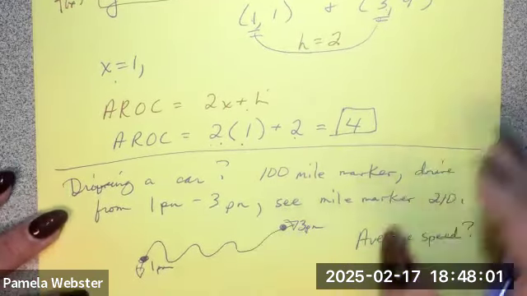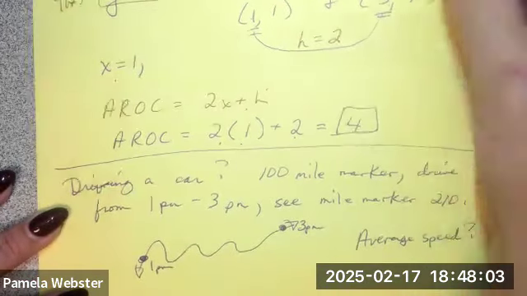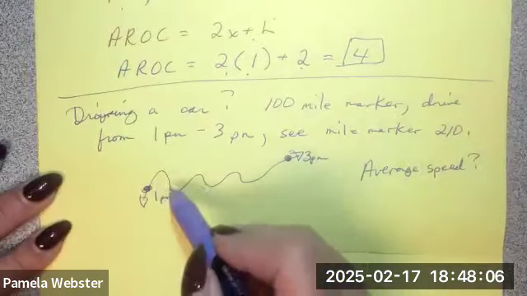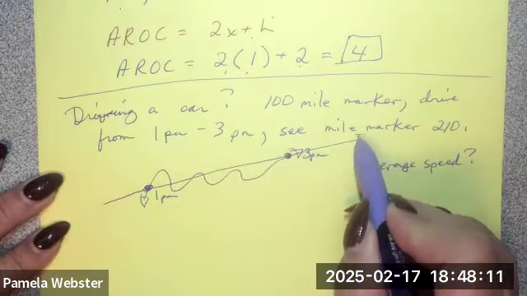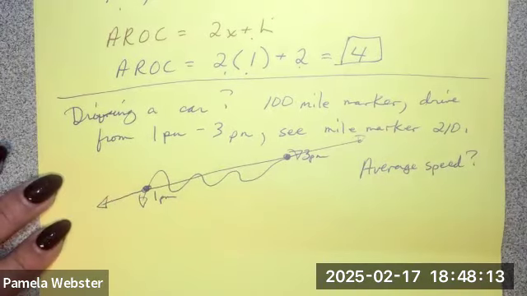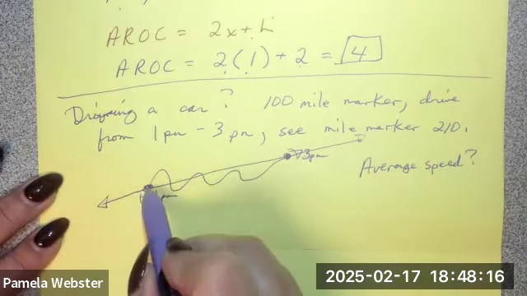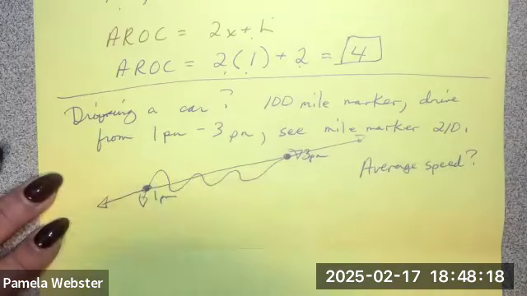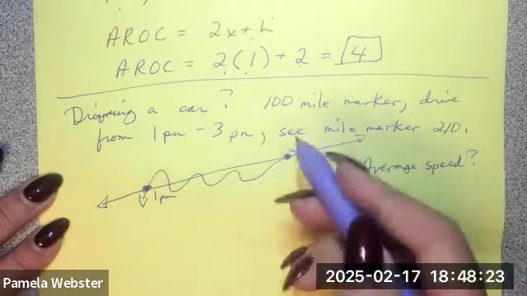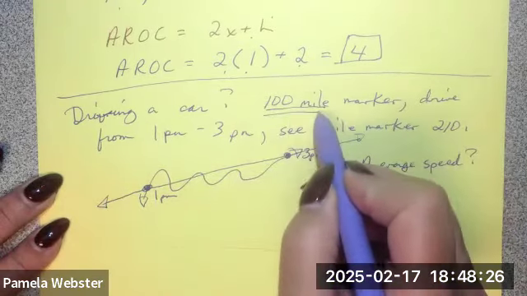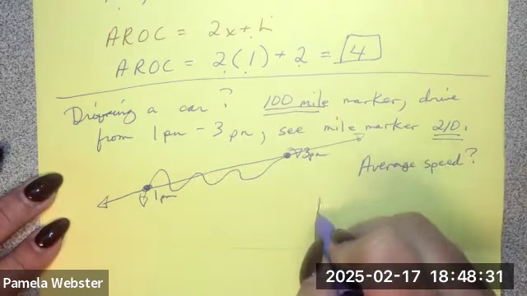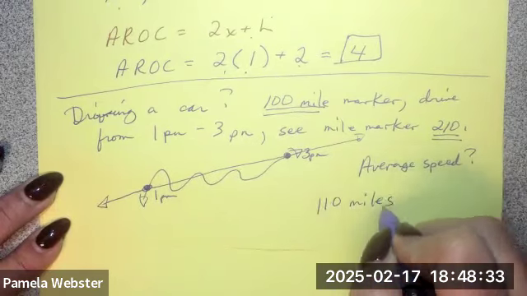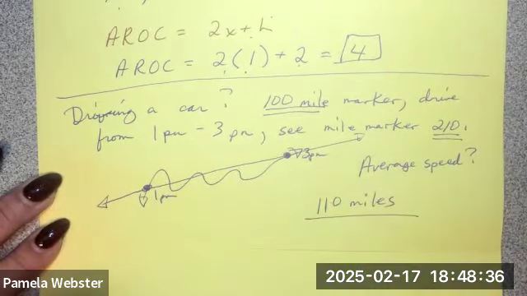So the idea becomes, well, I know this isn't really a straight line. I know my speed was going up and down, but can I do that and say, hey, let's let this secant line represent the average rate of change or the average speed? Well, sure. How many miles did we go during that time? We went from mile marker 100 to mile marker 210. So that's 110 miles, right? How long did we drive?